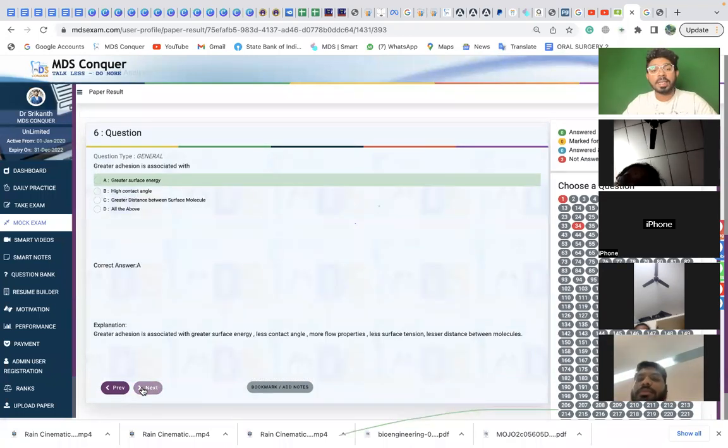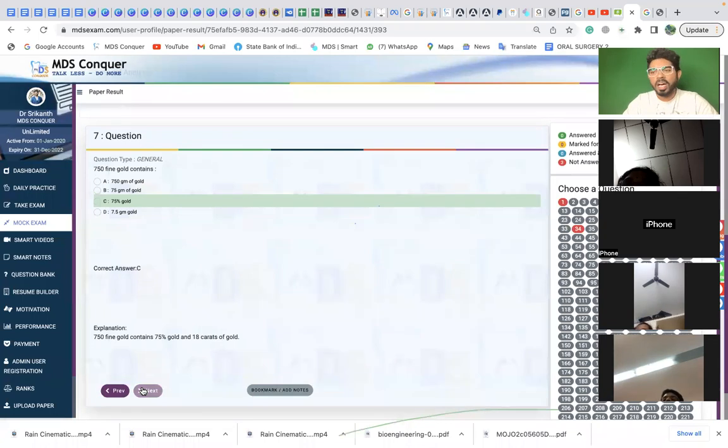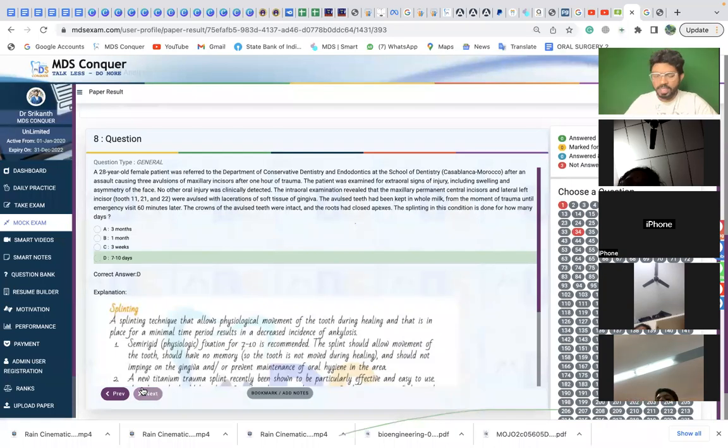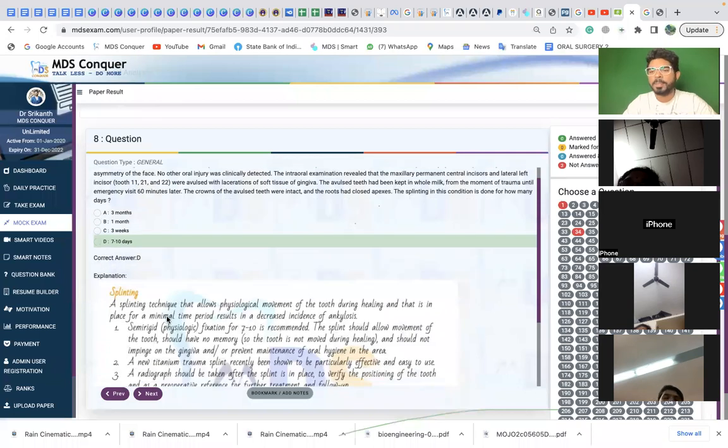Next, greater adhesion is associated with, we have learned this concept. Okay, so I am going to add this as an easy question. Of course, we have discussed this. Okay, gold 750 fineness. Okay, I'm going to add this as an easy question. A big case-based description part is there, and the question is very simple. Avulsion, what is the time period they have asked? We have learned this, that is 7 to 10 days. So I'm going to add it in the easy part.